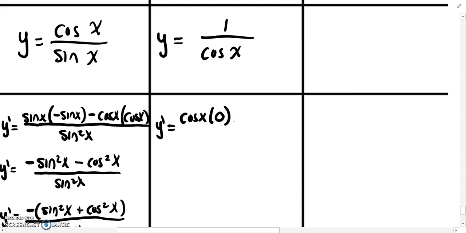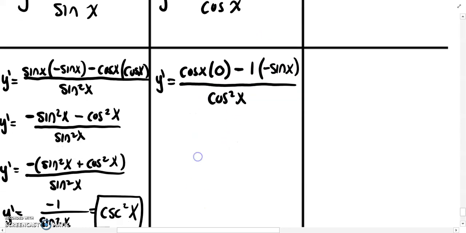So that entire first term is going to wipe out once we finish up this quotient rule. So low d high minus high d low is going to be negative sine, all divided by cosine squared of x. So that first term, like I said, cancels out. So we're going to have a positive sine of x over cosine squared of x.